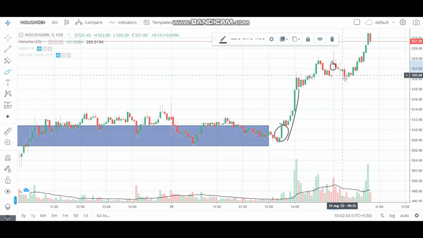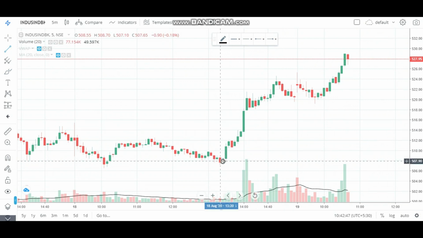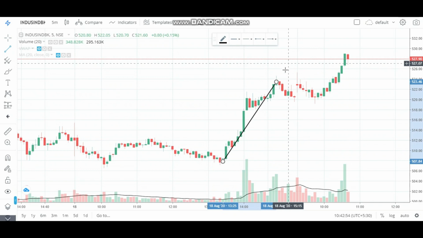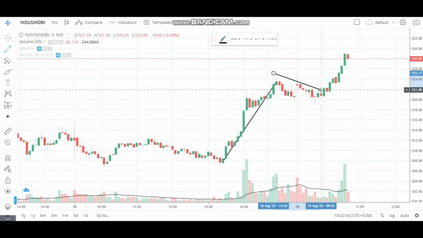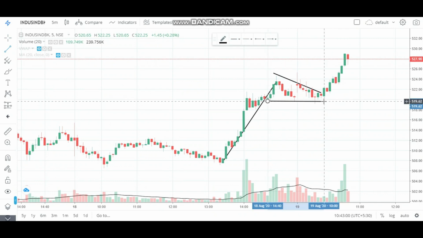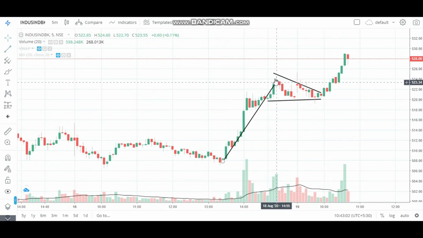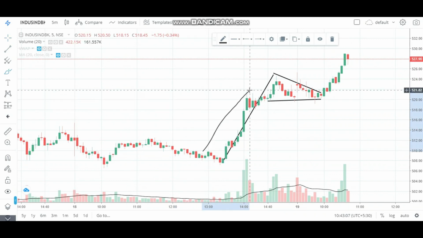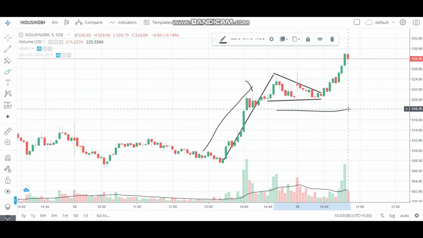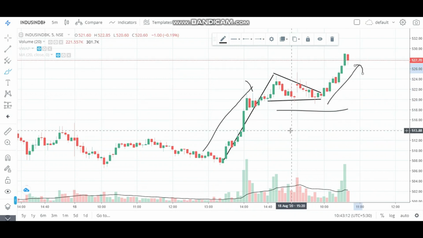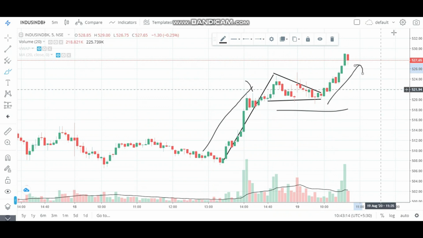We can also say a flag pattern. I'll just show you in 1 second. The flag pattern is this way. A pole is there, then a small triangle forms here. So this is a continuation pattern. Just simply you can see uptrend, halt, and again uptrend. So the flag pattern helps us in that.